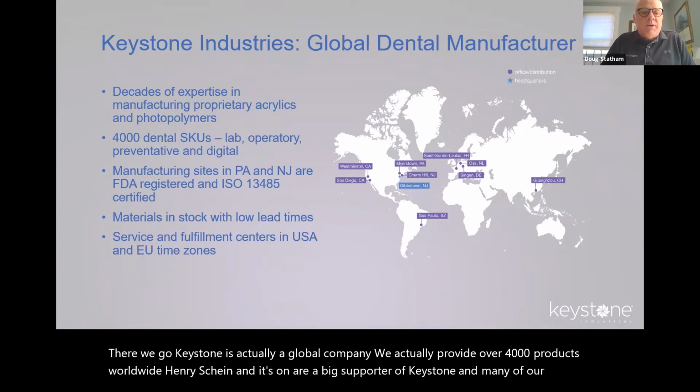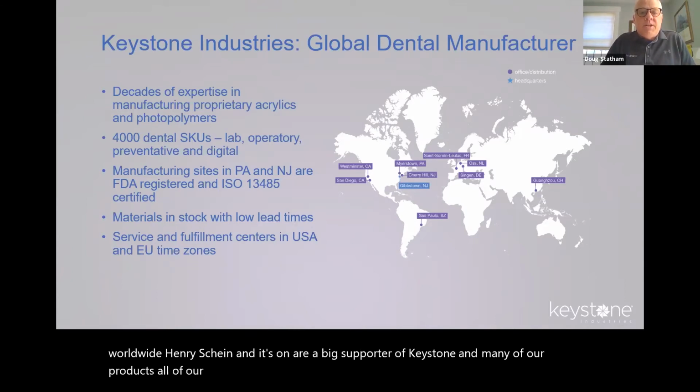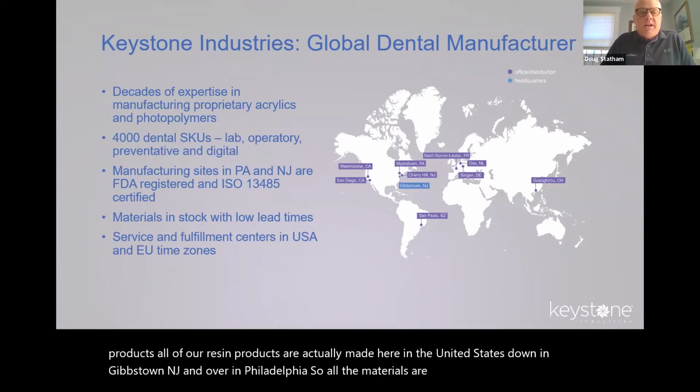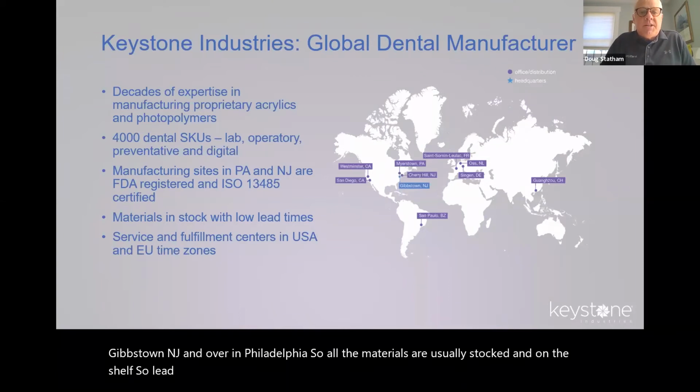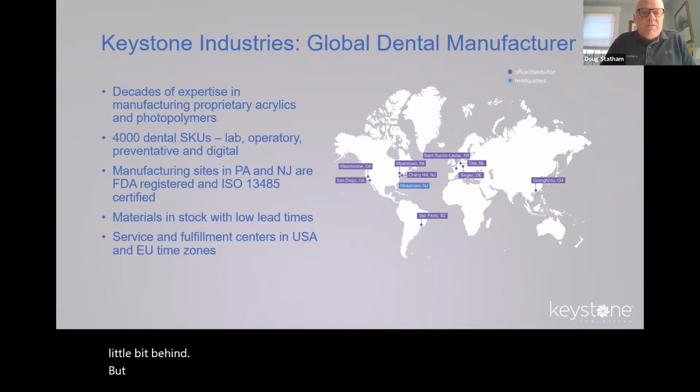All of our resin products are actually made here in the United States, down in Gibbstown, New Jersey, and over in Philadelphia. So all the materials are usually stocked and on the shelf. So lead times, unless we have a big rush, sometimes at the end of the quarter, we get a little bit behind, but we are usually flush with materials. So fulfillment is generally pretty easy.